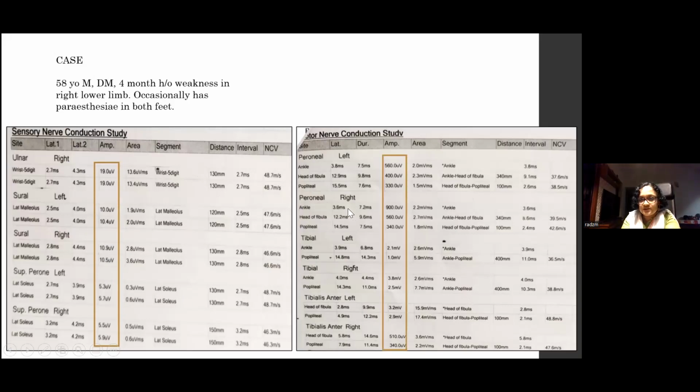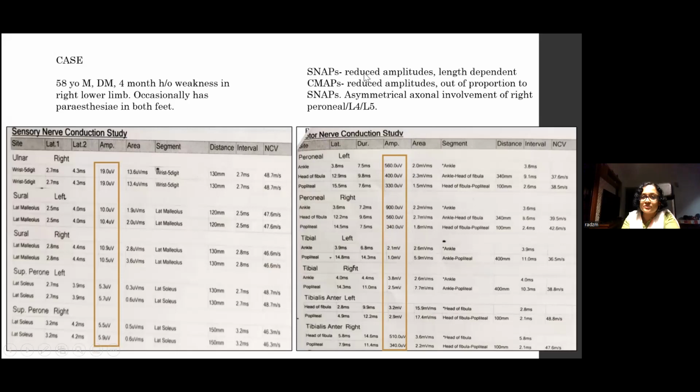But if you look at the motor studies, the amount of damage, the amount of reduction in amplitudes in the motor responses is much more severe. They're in microvolts, so it's much more severe. So there's definitely a preganglionic involvement here. So sensory nerve action potentials show reduced amplitudes, which are length dependent. CMAPs also show reduced amplitudes, but it is definitely out of proportion to the SNAPs. And there is asymmetrical axonal involvement.